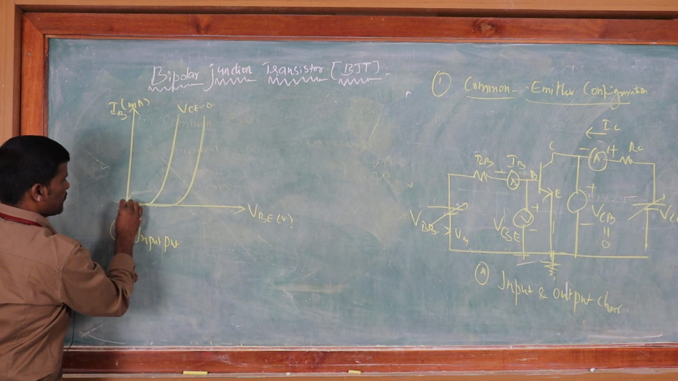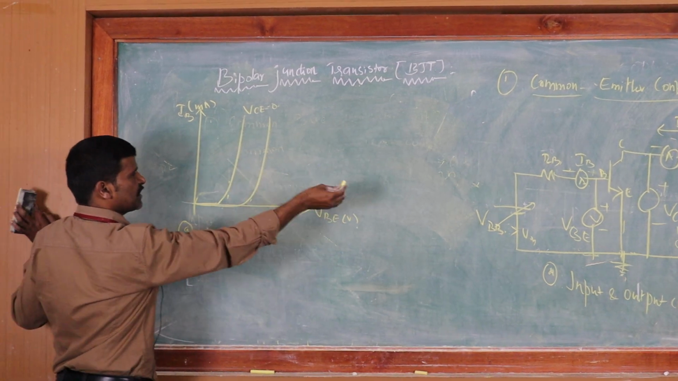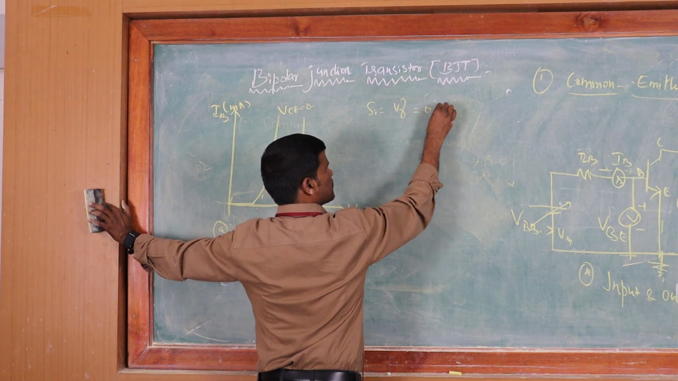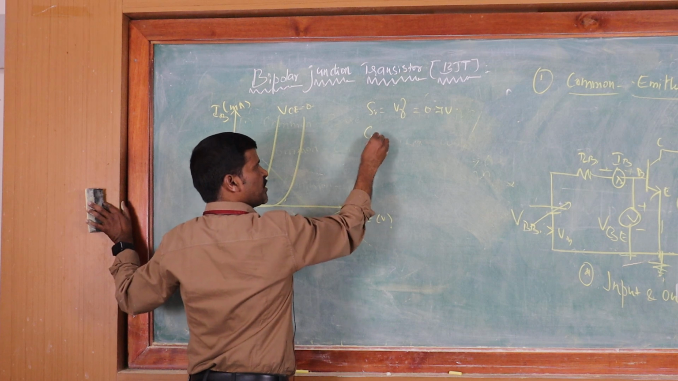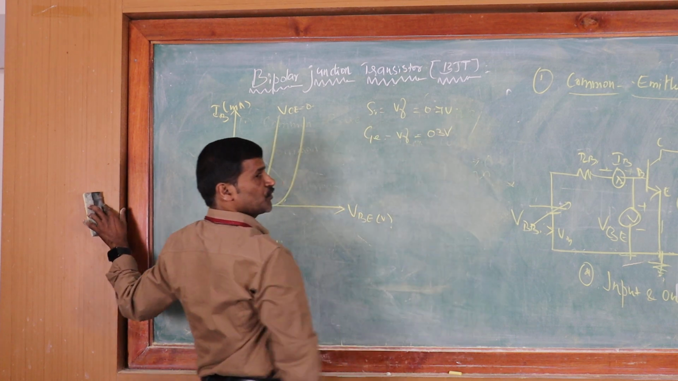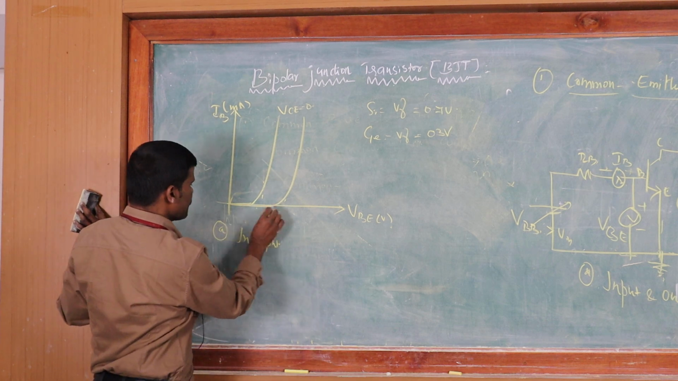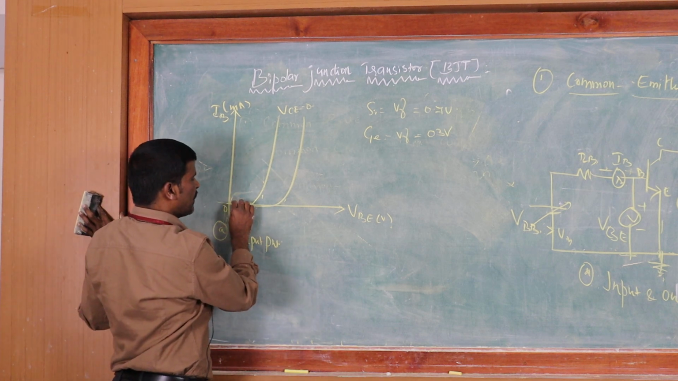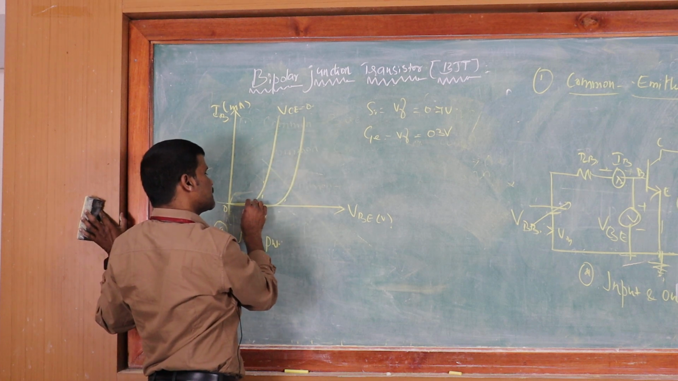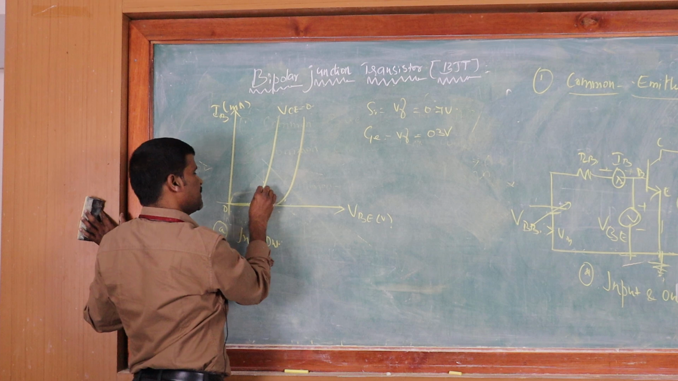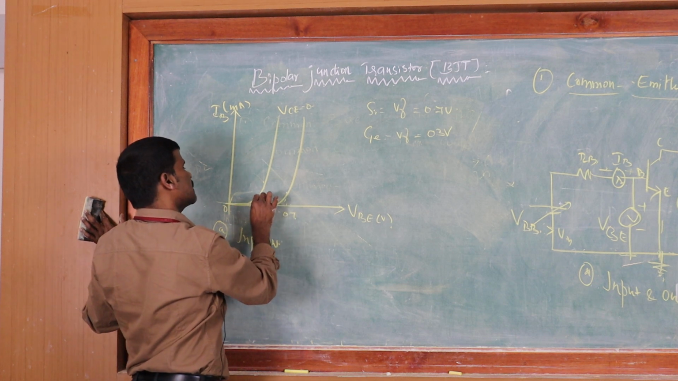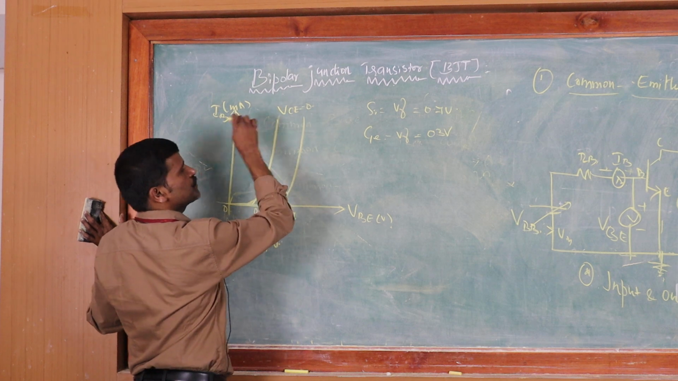If the transistor is made of silicon, its cut-in voltage V gamma is 0.7 volts. If it is made of germanium, the cut-in voltage is 0.3 volts. So if you increase your input voltage, as and when it reaches 0.3 or 0.7 with VCE equal to 0, the current starts increasing.